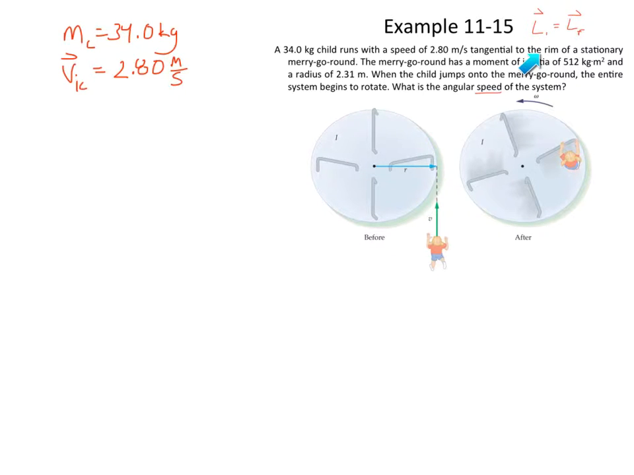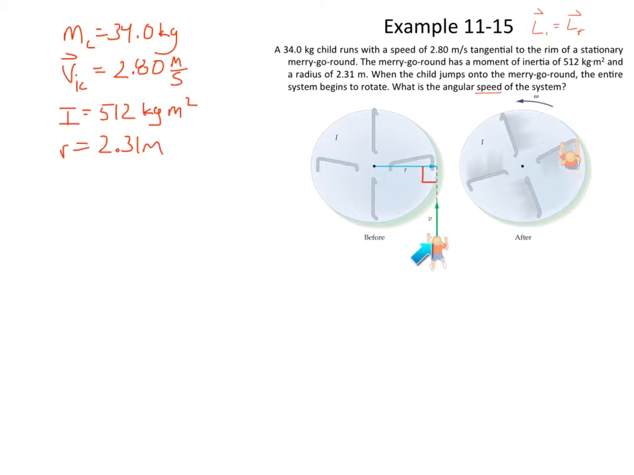So the child is running at right angles to the rim, or you might say at right angles to the radius, which is very helpful. Not that any other angles are that much more difficult, but a right angle makes things multiply out a little bit more easily, as we'll see in just a minute. The moment of inertia of the merry-go-round is 512 kilogram meters squared, and the radius of the merry-go-round equals 2.31 meters.